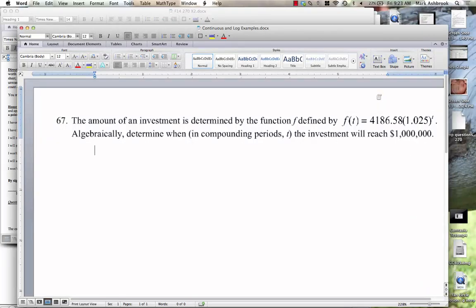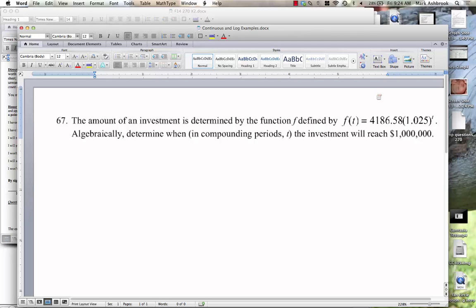Okay, use what we're learning. Fine. So we got this investment. T is a number of compounding periods. Okay, so we could say T is years. And if T were years here, then what do we have? What's the 4186.58? Initial investment. What's the 1.025 telling us if T is in years?